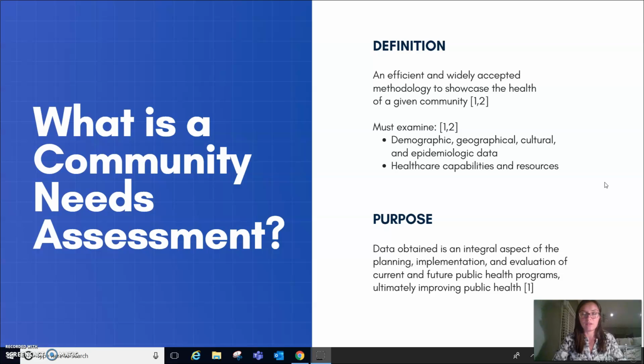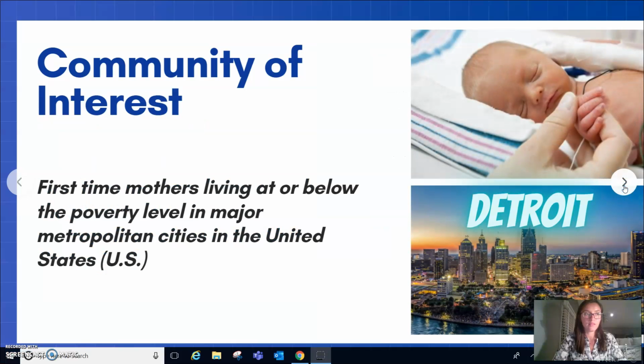So for the purpose of this community needs assessment, we are going to be focusing specifically on a community's unmet nutritional need. Therefore, the first step is defining a community of interest or target community.